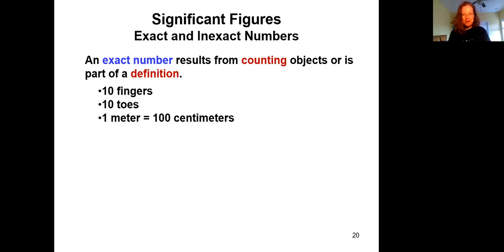Exact and inexact numbers. An exact number results from counting objects, or it's part of a definition.